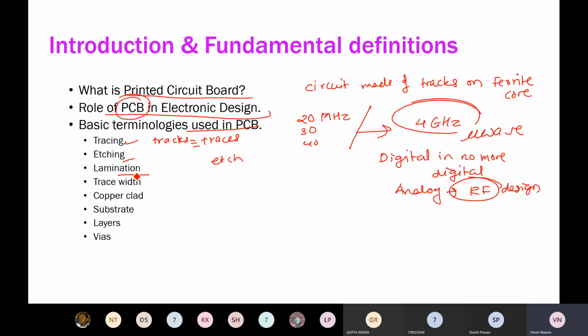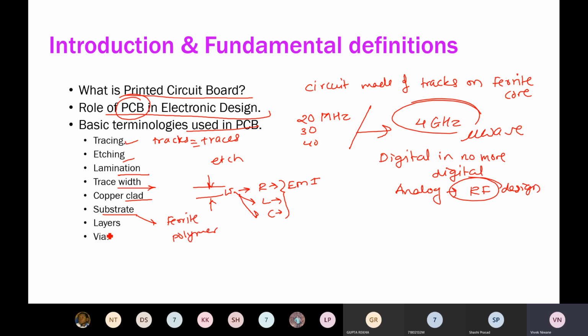Lamination: we laminate the tracks so that there will be no corrosion effect due to the oxides in the air. Trace width: we have to calculate the trace width, because the width is going to define the resistance, as well as inductance as well as capacitance, and all of them are going to contribute to EMI, electromagnetic interference. Copper clad is the type of PCB, then substrate, which is nothing but the ferrite core or polymer core.